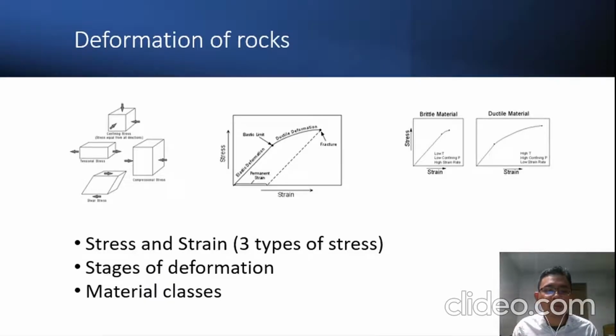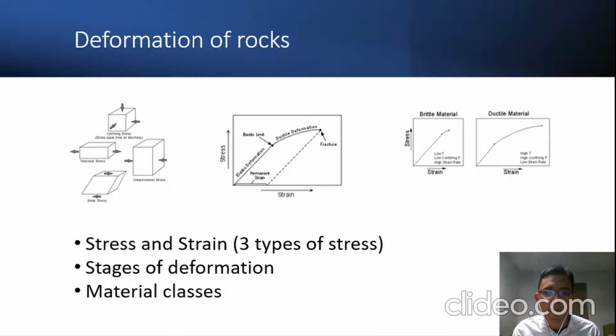In learning about the elastic and plastic property of the rock, one needs to consider the deformation of the rock itself. This can be explained by the stress and strain, the stages of deformation, and finally the classes of material of the rock. For the stress and strain, we know that stress is a force applied over an area. Therefore, it has a unit of force per area, and pressure is a stress where the force acts equally from all direction.